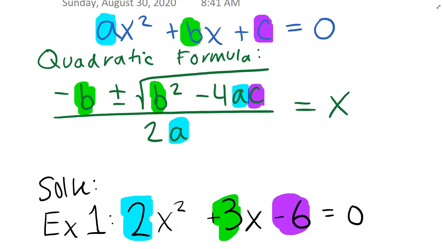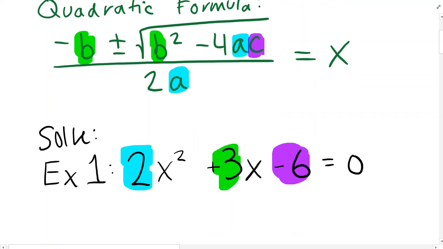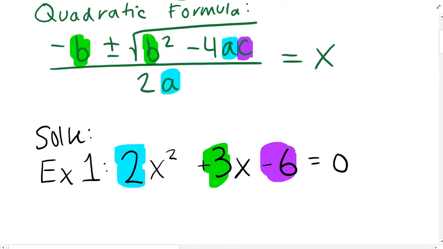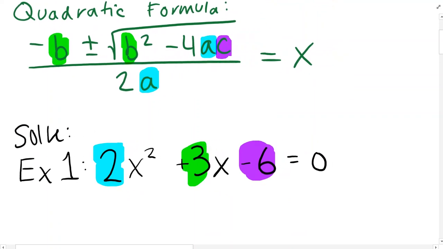So if we go to example 1, I want to plug my a coefficient, my b coefficient, and my c coefficient into the formula. You can see I've already highlighted that my a coefficient is the one in front of my x squared, so that's the number 2. My b coefficient is in front of my x, which is the number 3. And then my c is my constant at the end, and that's minus 6.